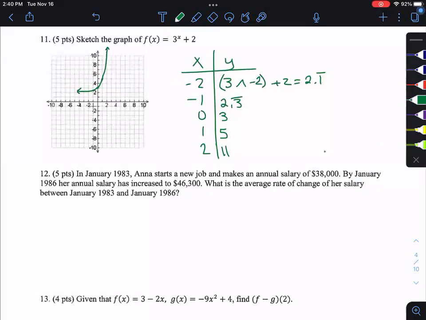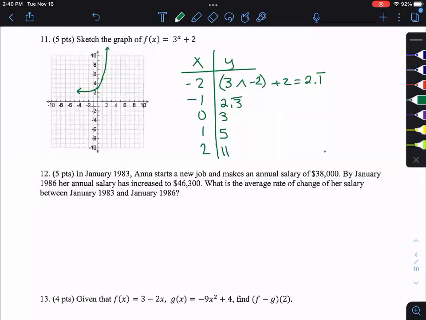Question number 12, in January of 1983, Anna starts a new job and makes an annual salary of $38,000. By January of 1986, her salary is increased to $46,300. What is the average rate of change of her salary between January 1983 and January of 1986? So what we need to do here is find the slope, essentially our rate of change, y2 minus y1 over x2 minus x1. I think we did this the first day of class, or the second day of class.